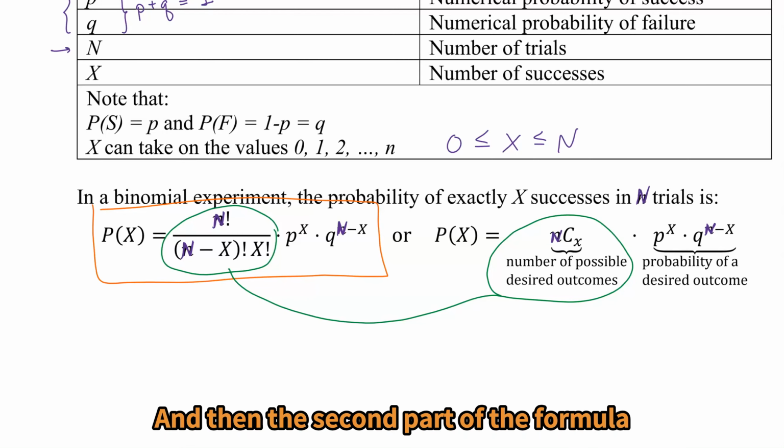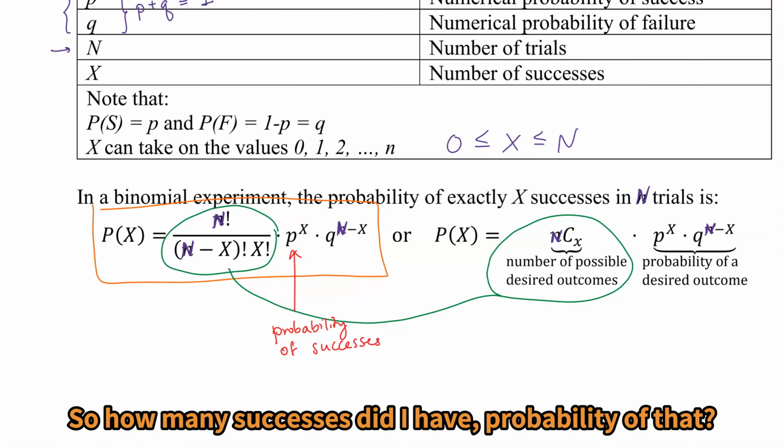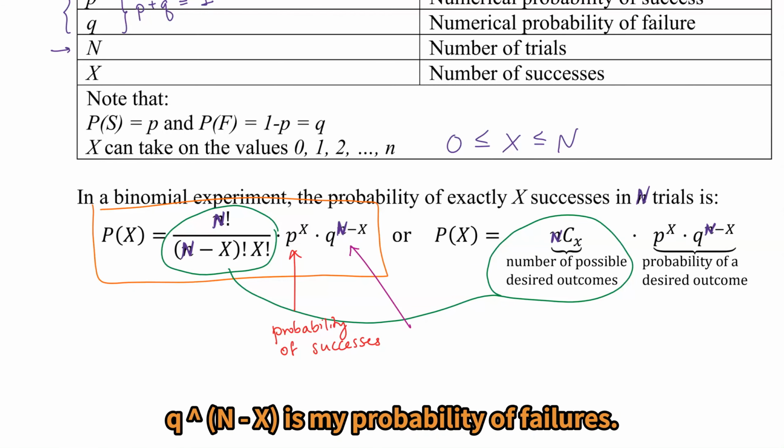And then the second part of the formula is the p to the x times q to the n minus x. The p to the x is my probability of successes. So how many successes did I have? Probability of that. Q to the power n minus x is my probability of failures.